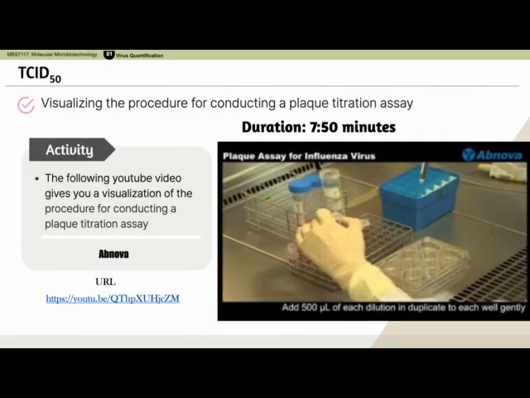Now, I would like you to look at this short video that depicts the plaque titration assay. It's about 8 minutes long, but it will help you appreciate the assay. It's at the URL given below.